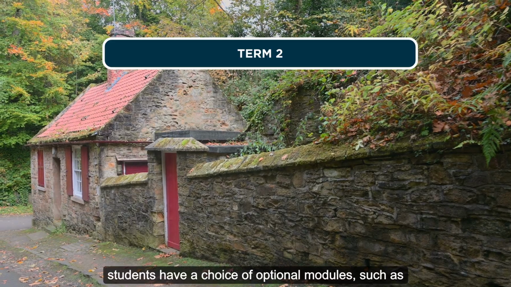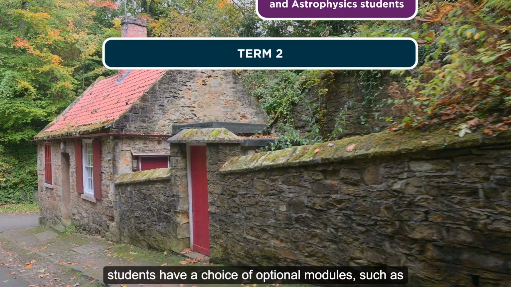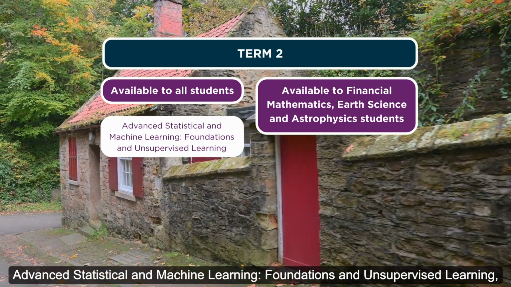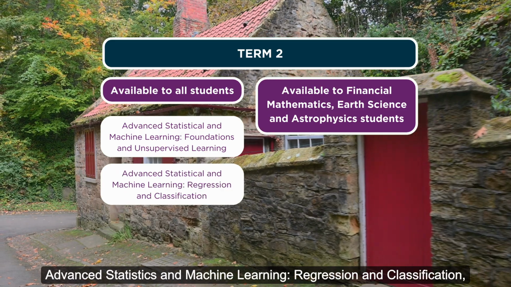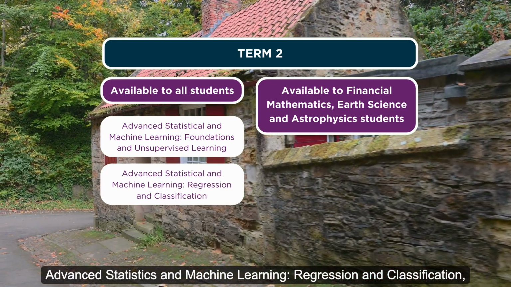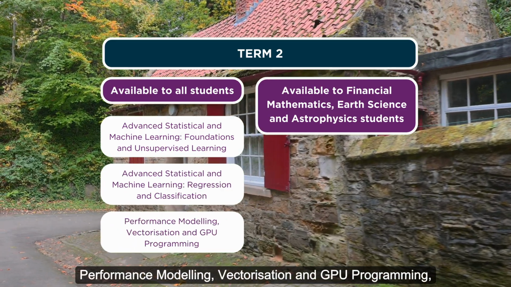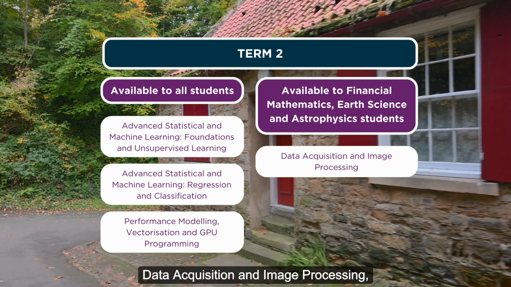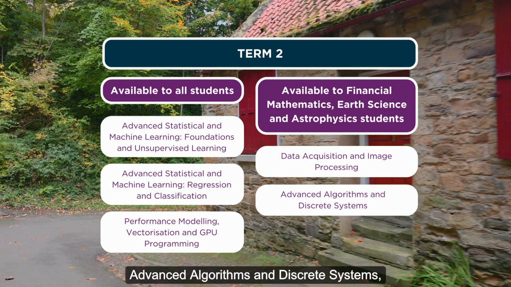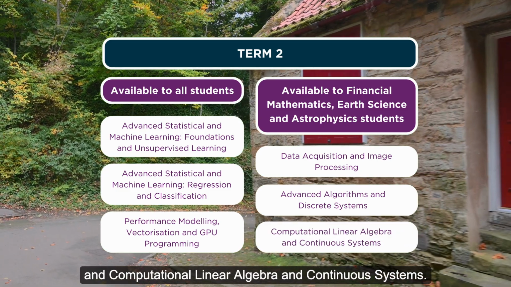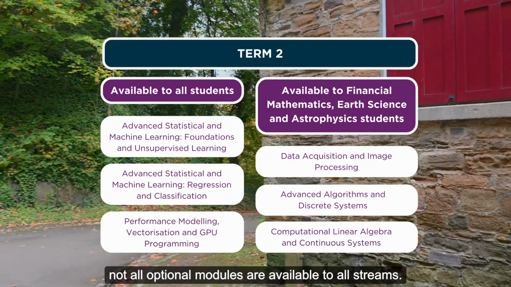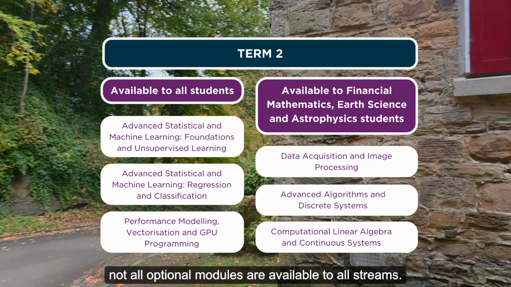In Term 2, students have a choice of optional modules, such as Advanced Statistical and Machine Learning, Foundations and Unsupervised Learning, Advanced Statistics and Machine Learning, Regression and Classification, Performance Modeling, Vectorization and GPU Programming, Data Acquisition and Image Processing, Advanced Algorithms and Discrete Systems, and Computational Linear Algebra and Continuous Systems. As you can see, not all optional modules are available to all streams.